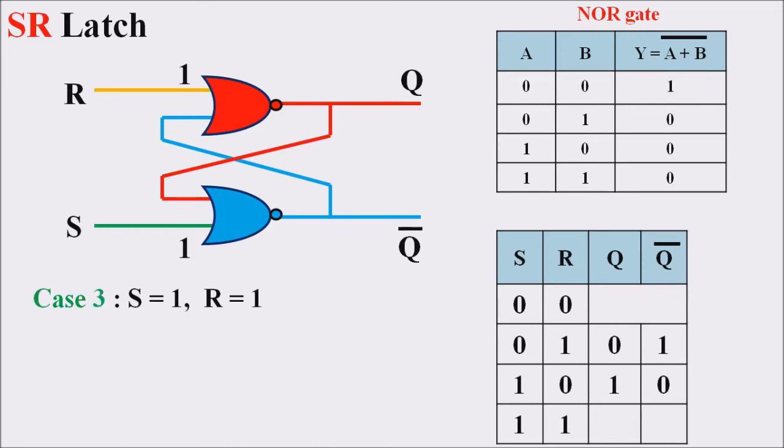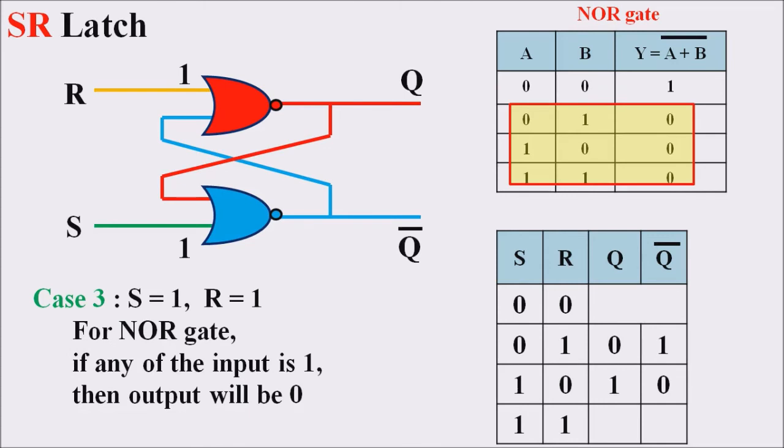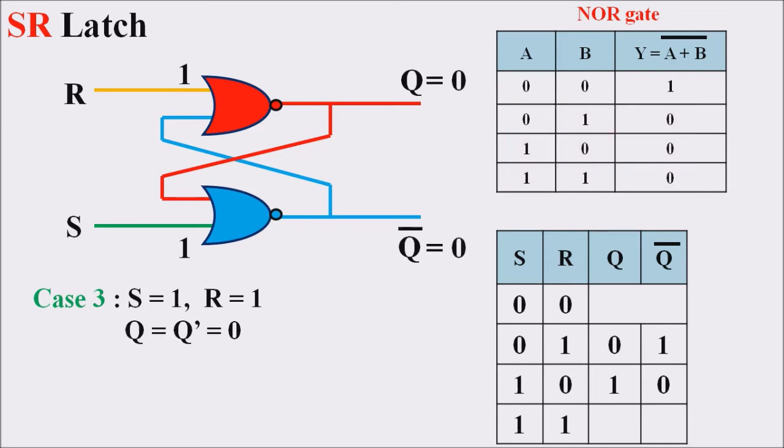Now we are moving to the third important case. Here in this case, we are dealing with S equal to 1, R equal to 1. Now let us consider what will happen if we provide S equal to 1, R equal to 1. According to the truth table of the NOR gate, if any of its input values is 1, then the output is 0. That simply means that since we are giving both S and R as 1, both outputs of the two NOR gates will be 0, that is, Q equal to 0 as well as Q complement equal to 0.